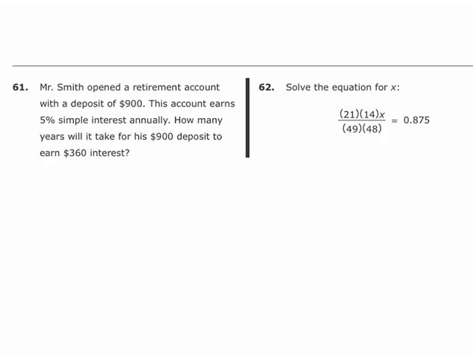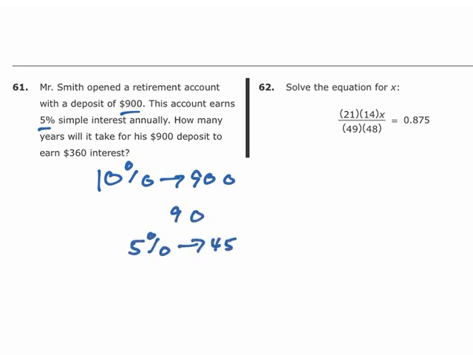All right, we always see a question like this, usually on the short response. We want 5% simple interest, right? So we should be able to take 10%. So 10% of 900 is going to be 90, which means 5% is going to be 45. Now we want $360. So we want to know 360 divided by 45. Well, hopefully we know 360 divided by 90 is 4. 45 is half of 90. 4 times 2 is 8.